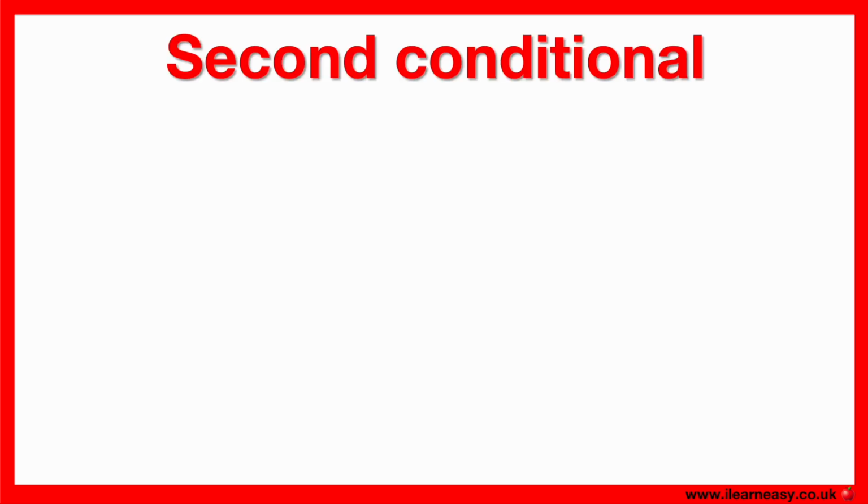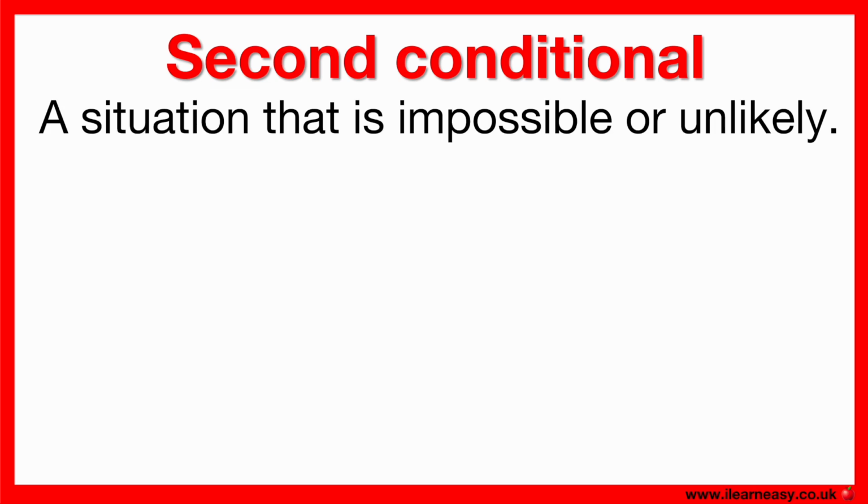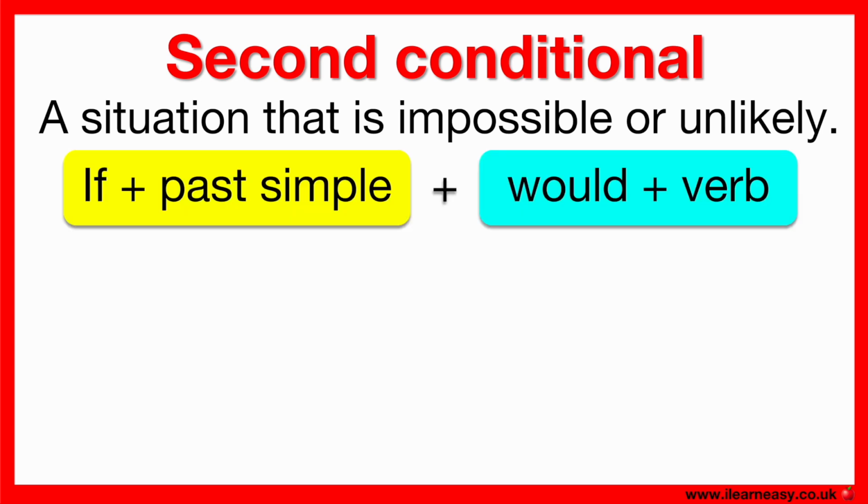Second conditional. The second conditional refers to a situation that's impossible or unlikely to happen in the present or future. The structure is if followed by the past simple for the condition, and for the main clause the structure is would followed by a verb in its base form.